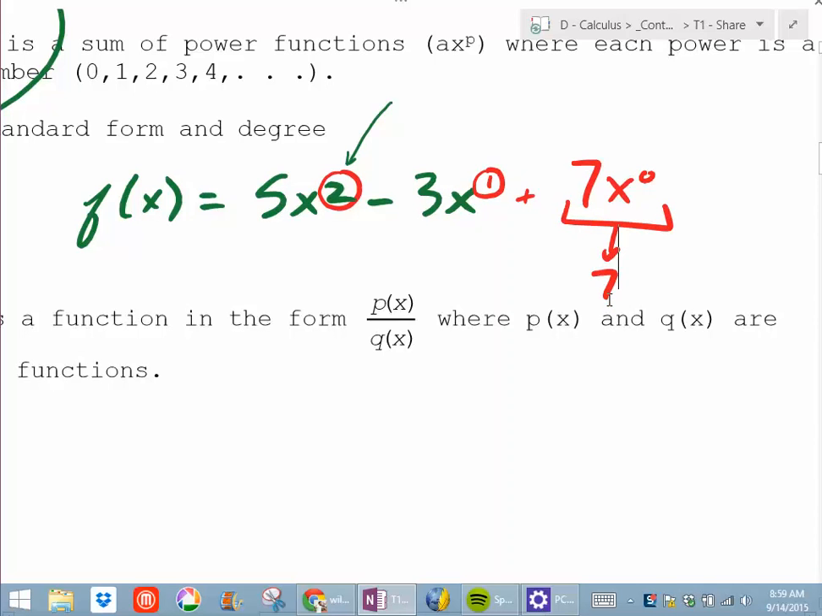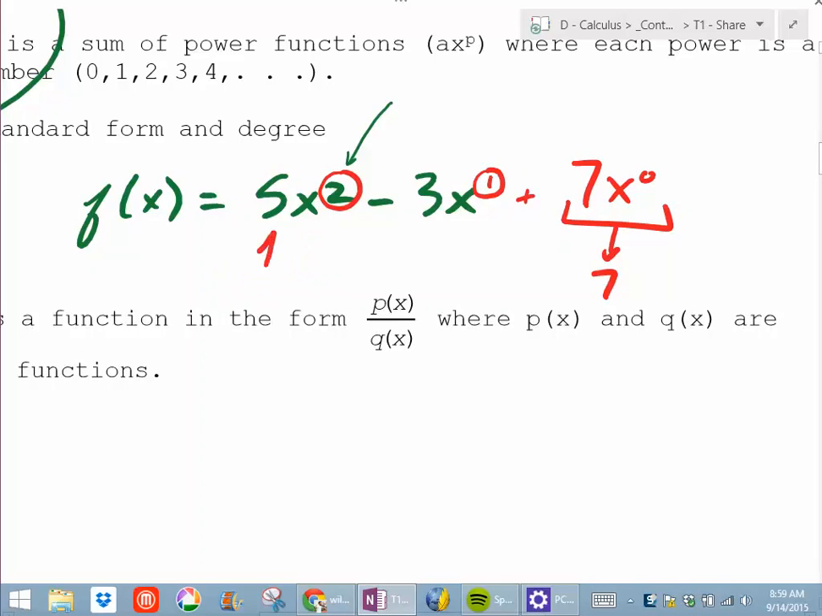Exactly. So what about the powers? They have to be whole numbers or 0, right? They have to be whole numbers or 0. Nice. So they can't be negative. They also can't be what? Fractions. Exactly. So if you saw y is equal to x to the 3/2, is that a polynomial? That is not a polynomial. You also can't have negative numbers, right? Or irrational numbers. That's nice.